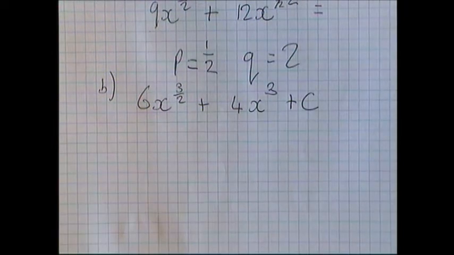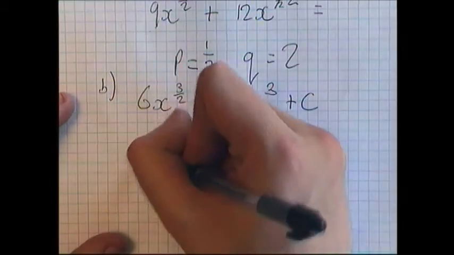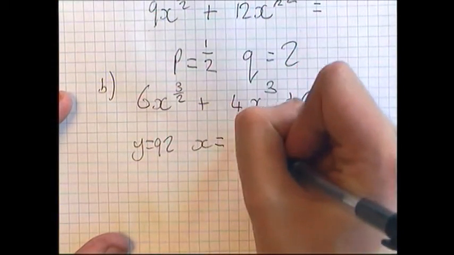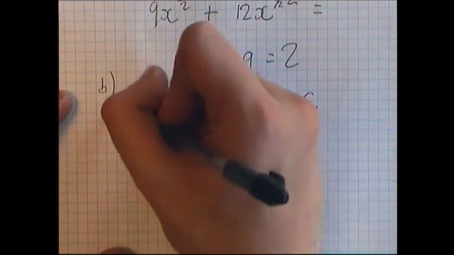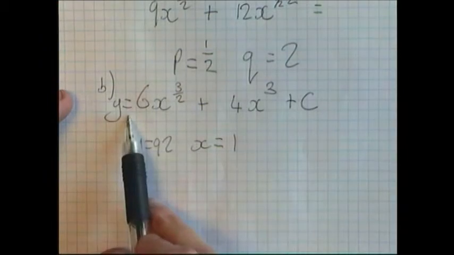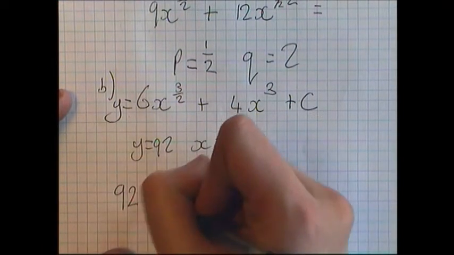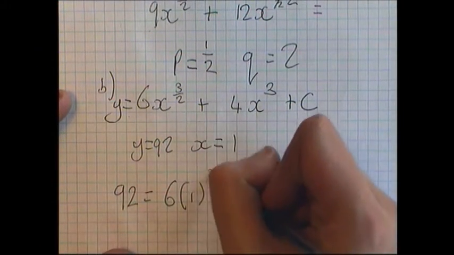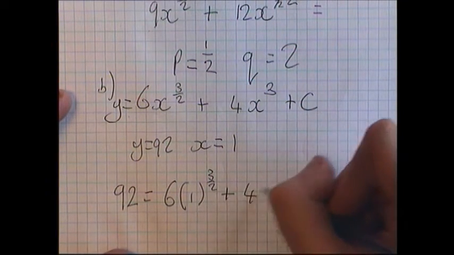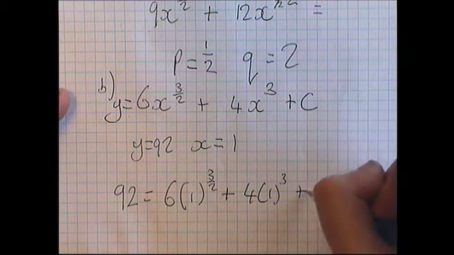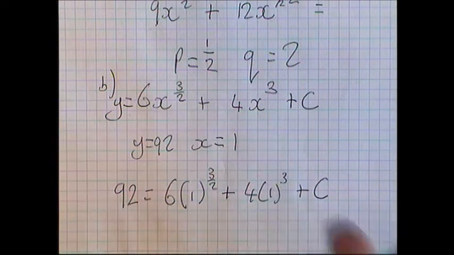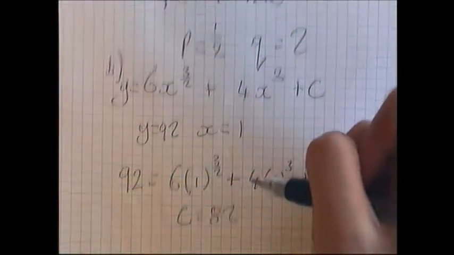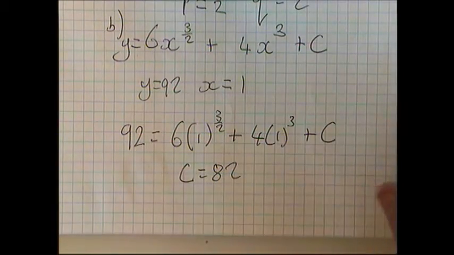Now the next part of the question, it tells us that y is equal to 92 when x equals 1. So that's more information we've been given. So remember, this thing is equal to y. So we can substitute this information in, so that 92 is equal to 6 lots of 1 to the power of 3 over 2, plus 4 lots of 1 to the power 3, plus c. And if we work all that out, we will find out what c actually is. So that tells us that c is equal to 82, if you work that out and solve it.